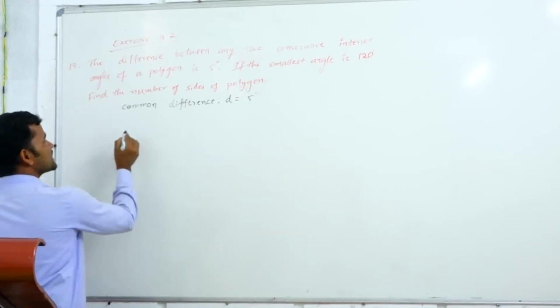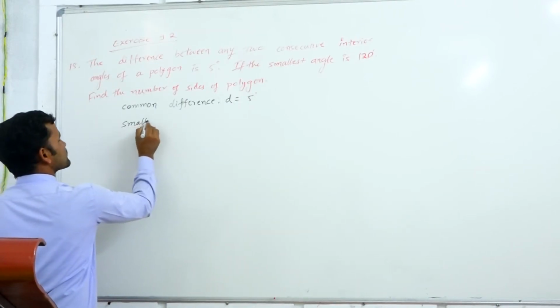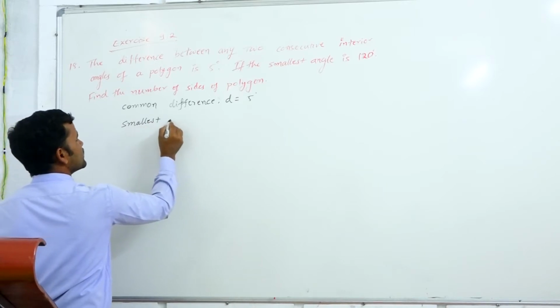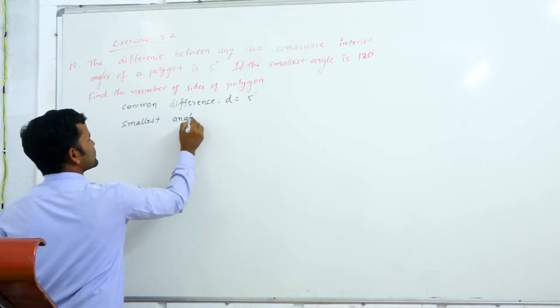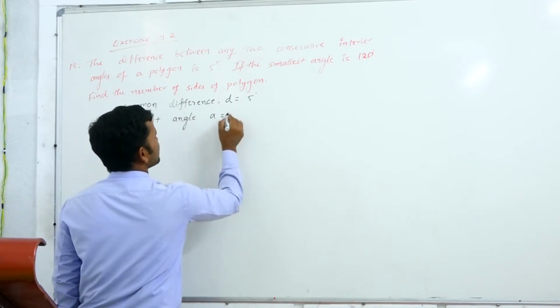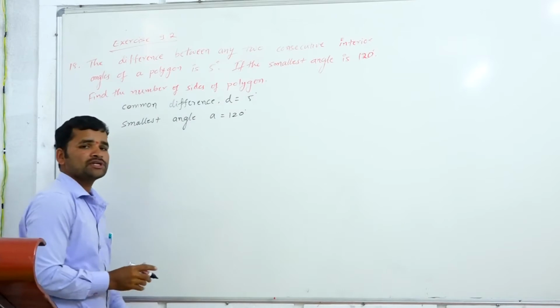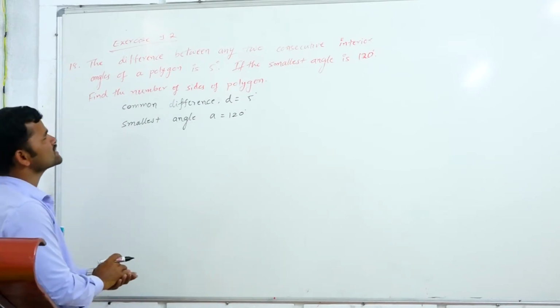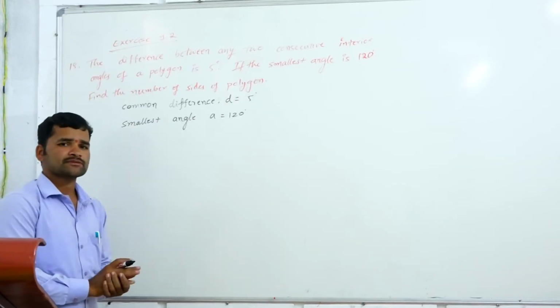If the smallest angle, that will be the first term of the arithmetic progression. Smallest angle I will consider as a, that is given as 120 degree. With this we should find out the number of sides of the polygon.